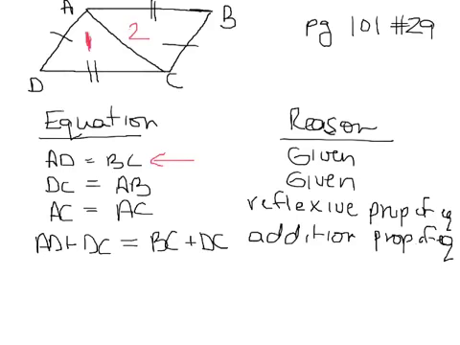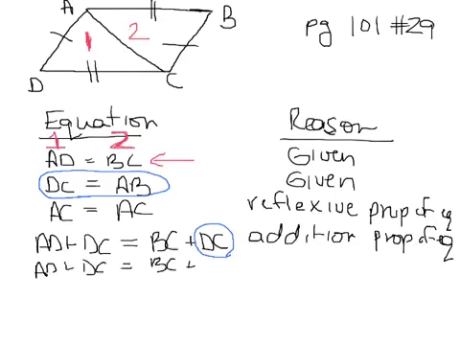But luckily, here, it says that DC is equal to AB. So I can replace that out because really this first column is triangle 1 and the second column is triangle 2. So I'm going to go ahead and substitute. So I have AD plus DC equals BC plus AB because of substitution. That did not come out right.